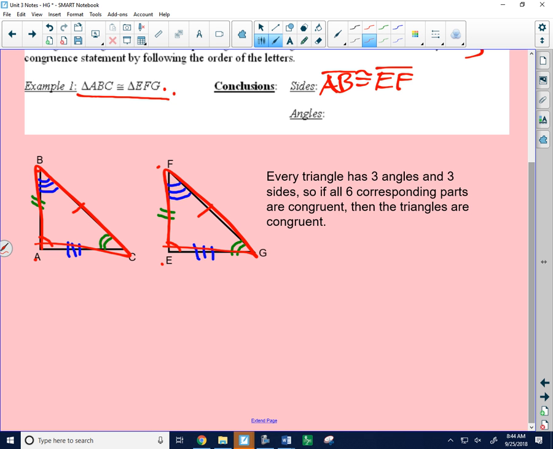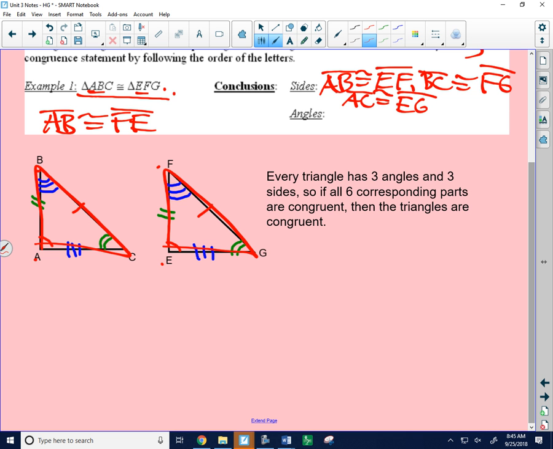So what else can I conclude? Again, you could draw a diagram or not. You could get this info. BC is congruent to FG, and AC is congruent to EG. Those are the 3 sides. Now, let me say something about this too. AB is congruent to FE, but that's not the best way to write it. They want you to go in the corresponding, meaning the correct order. A to B, because this angle matches up with that angle, and E to F. So that's not the best way to write it.